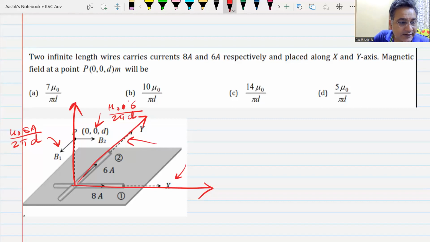The next heading is this one, Ampere's circuital law. Have you heard about this Ampere's circuital law? No one?